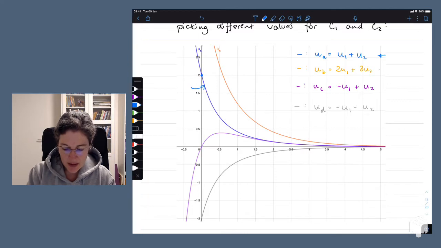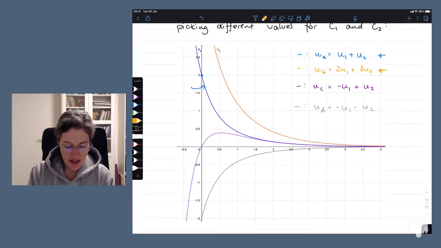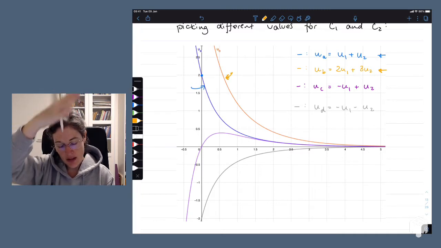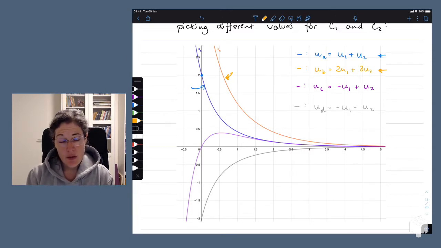If you add in some non-unity constants, so here I just took 2 times the first solution plus 3 times the second, you can use that to adjust where you start, so we would have a higher intercept there. But that's not the only kind of system that we could model.